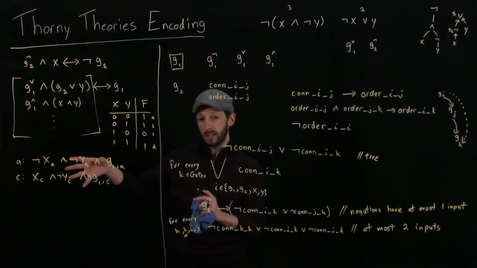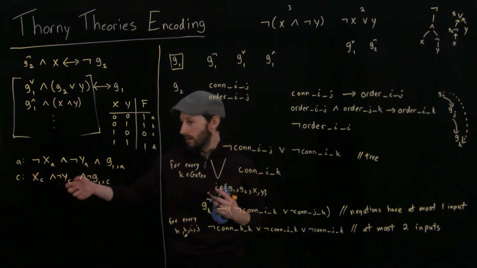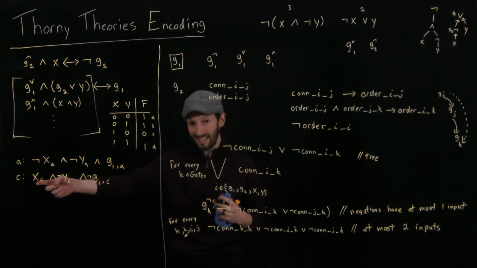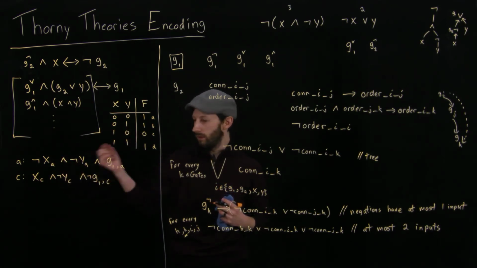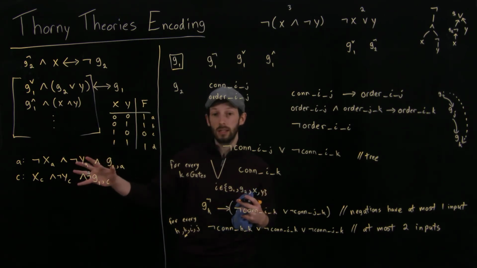And so when you give this to a SAT solver, it's going to say, okay, I've got all of these propositions, XC and YC and so on. I'm going to set XC to be true, YC to be false, and G1C to be false, because it's the only way to satisfy these things.